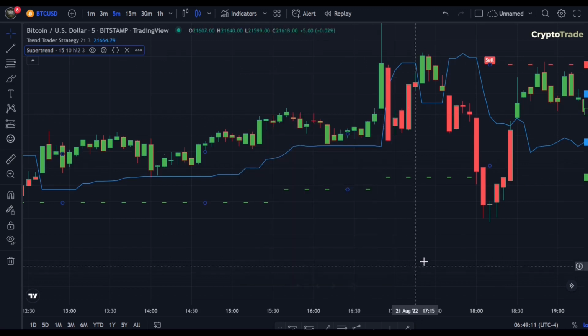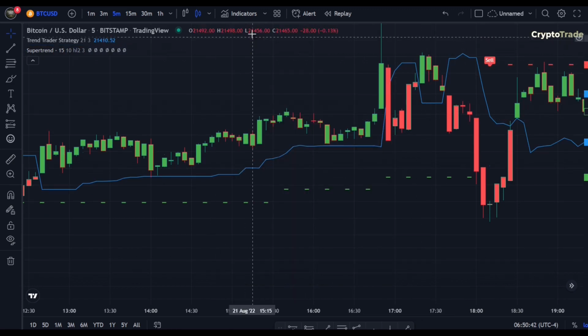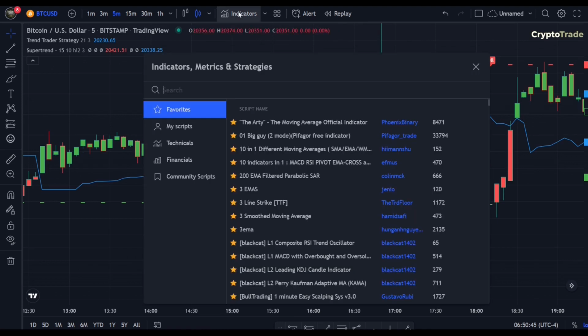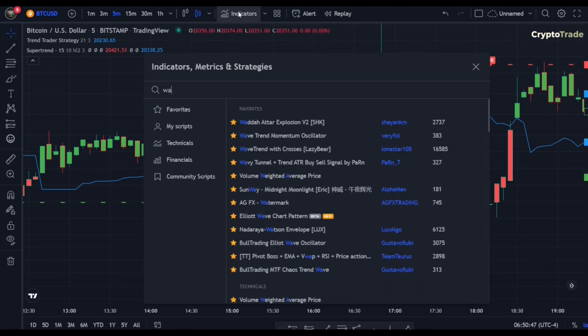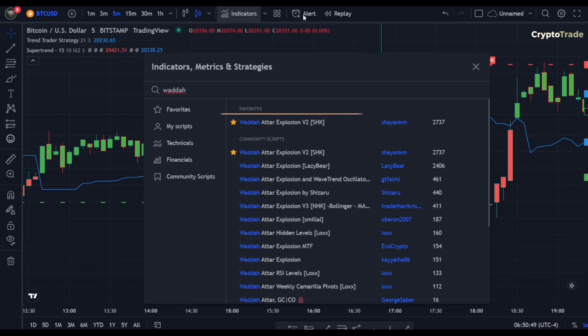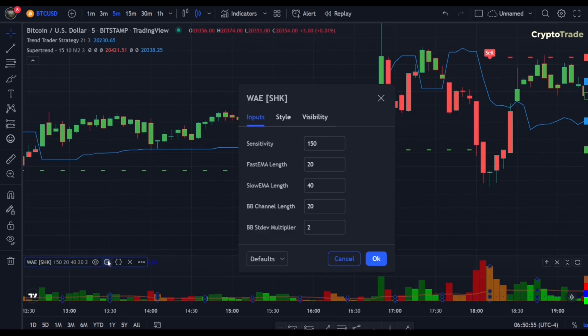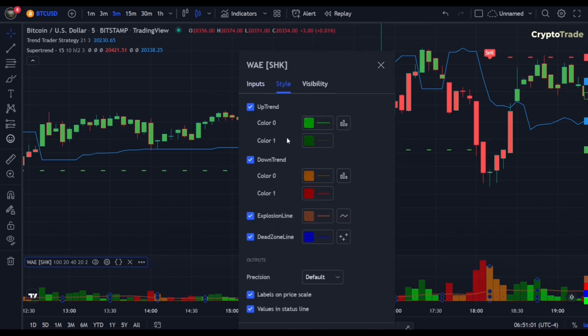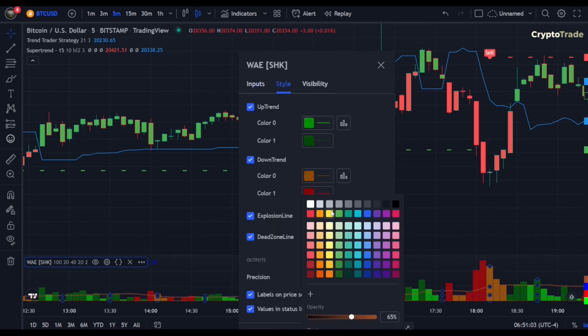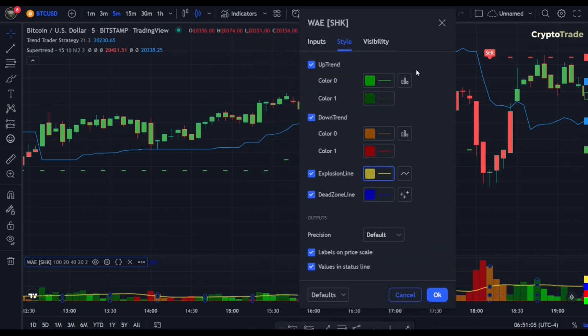Click OK to finish. To add the third and last indicator, open the indicator search box again and type WADDAH ATTAR EXPLOSION. Select this indicator, as shown here in the video. To set the indicator, go to Inputs and set sensitivity to 100. In Style tab, change the explosion line to yellow and increase the opacity to 100%.